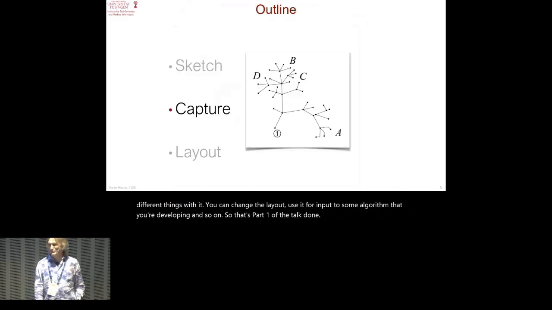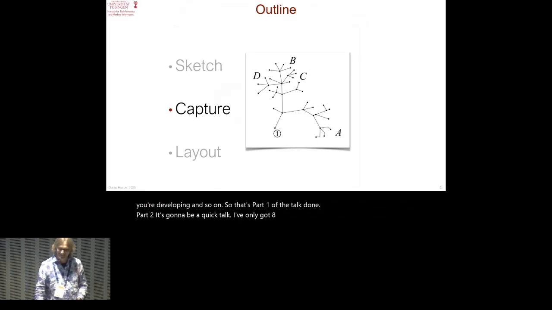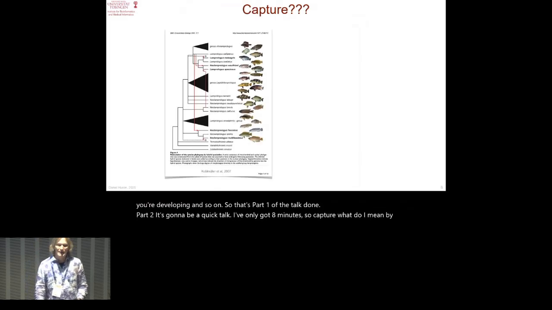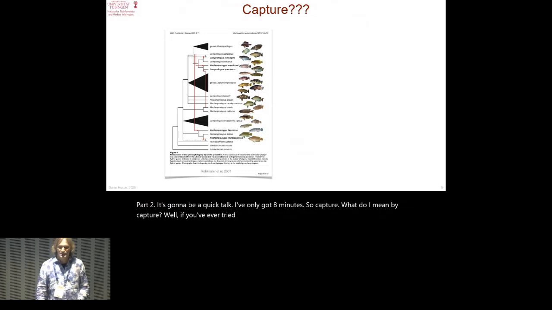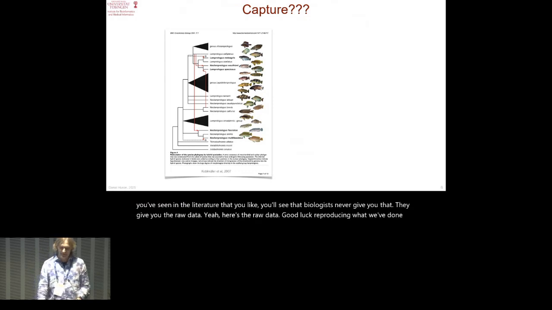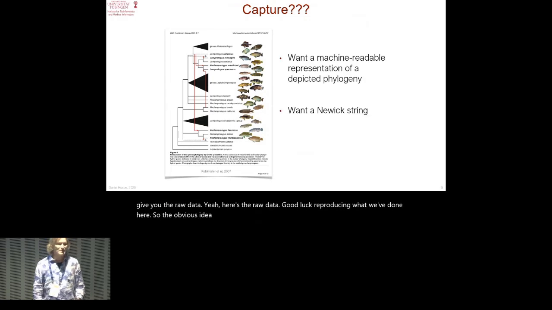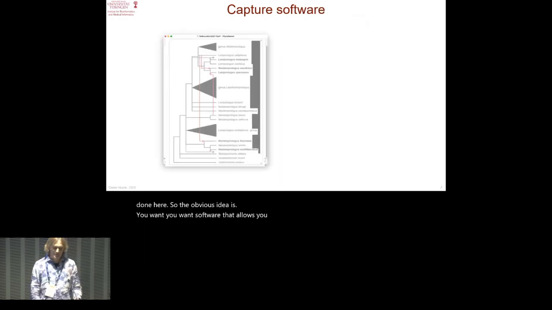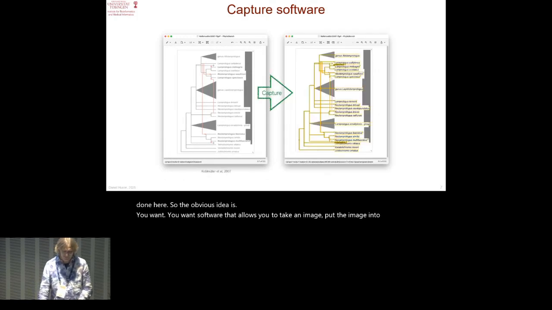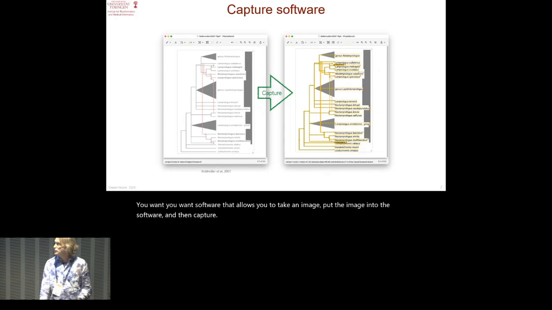Part 2, it's going to be a quick talk. I've only got 8 minutes. So capture, what do I mean by capture? Well, if you've ever tried to get Newick strings for images of trees or networks that you've seen in the literature that you like, you'll see that biologists never give you that. They give you the raw data. Here's the raw data, good luck reproducing what we've done here. So the obvious idea is you want software that allows you to take an image, put the image into the software, and then capture the network or the tree as a data structure. Okay? And so that's what capture is about.